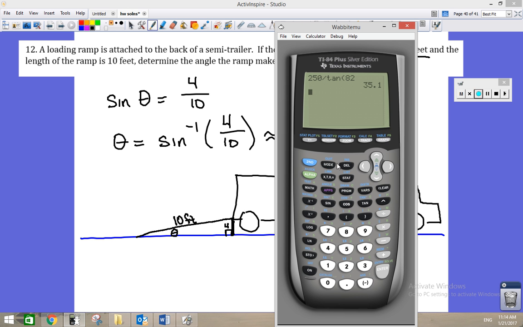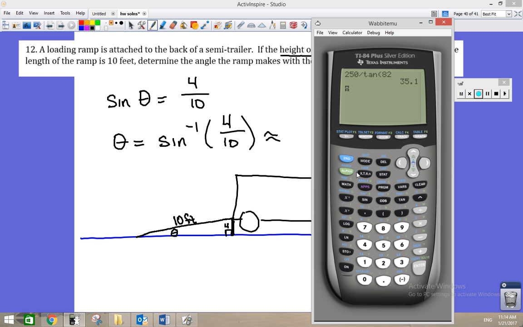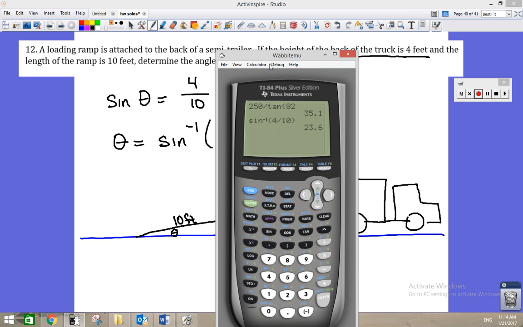Alright, now we're in degrees, so the angle measure that it's going to give us is going to be in degrees, and it's going to be rounded to 1 decimal. And that seems reasonable. If the directions told us something different, we would just key it in differently. So we hit the inverse sine, 4 divided by 10. We don't even need to reduce it or put it as a decimal. We'll just let the calculator give 23.6 degrees.